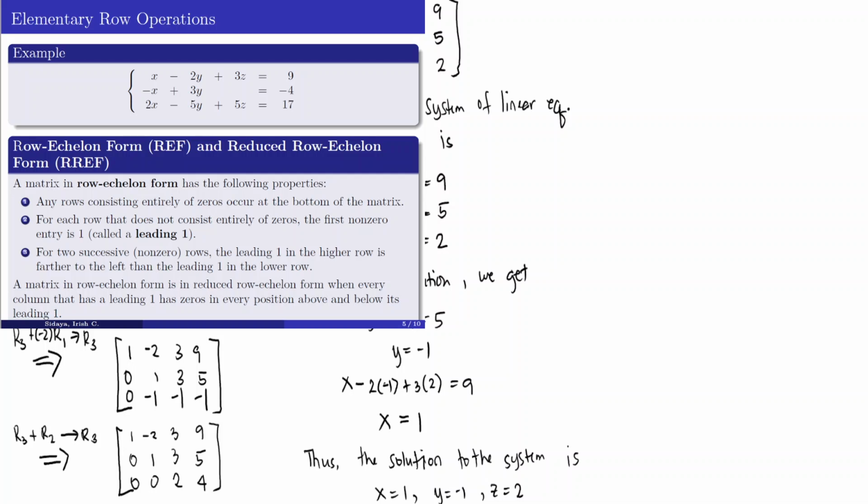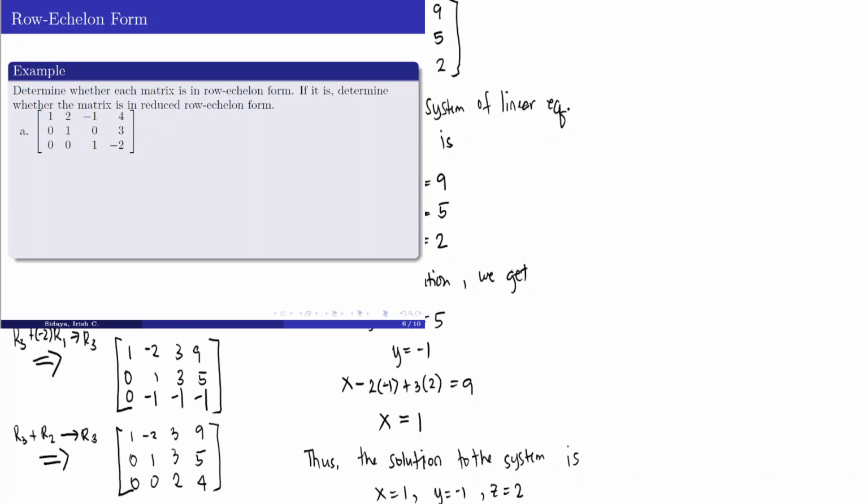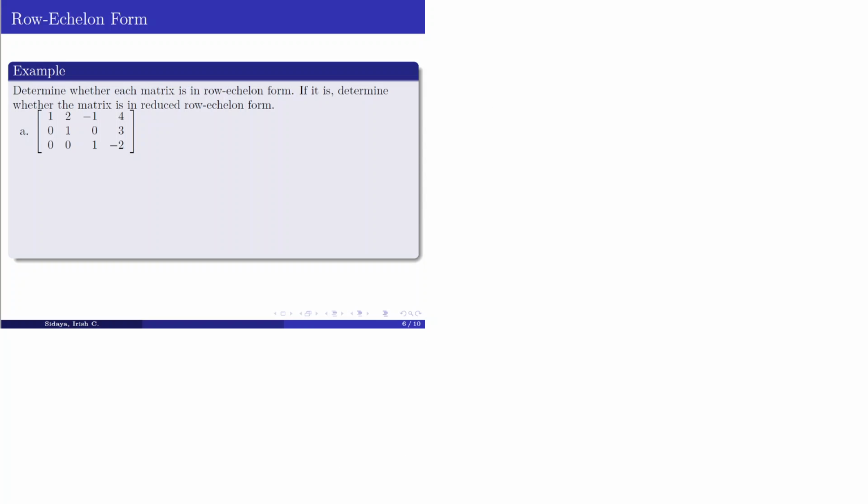To make this clear, we have the following example. We determine whether each matrix is in row echelon form. If it is, determine whether the matrix is in reduced row echelon form. So first, is this in row echelon form? Observe that we have the stair-step pattern here, and also each row has a leading one. So that means this matrix is in row echelon form.